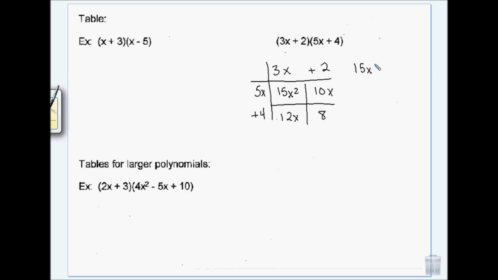Okay, so on this one they were both positive, so I get 15x squared plus 22x plus 8. And like I said, the reason tables are nice is if you have larger polynomials, all I have to do is add more columns or more rows. So I'm going to do 2x plus 3, and then I have 4x squared minus 5x plus 10.